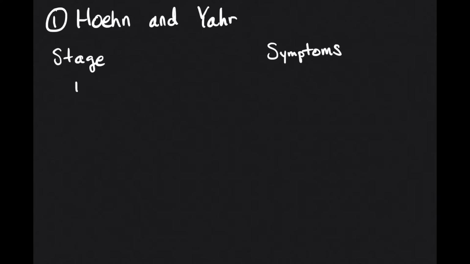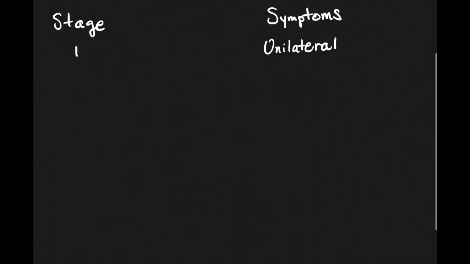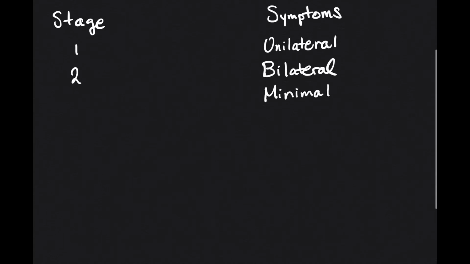Stage 1 is described by mild and unilateral symptoms. Symptoms are inconvenient but are not disabling. It is likely that friends or family members notice some of the changes in posture, locomotion, and facial expression of the individual. Stage 2 is described by bilateral symptoms that have minimal disability with some effect on gait and posture, but without impairments of balance.